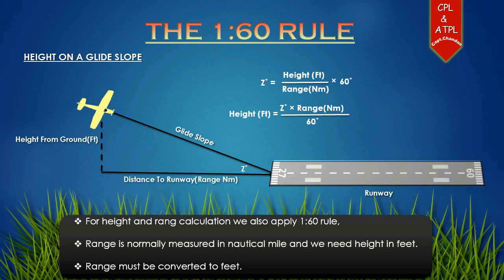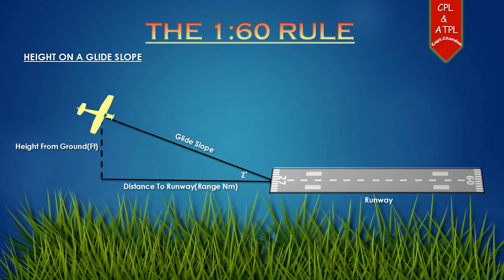Range is normally measured in nautical miles and we need height in feet, so range must be converted to feet. While solving numericals, feet or nautical miles must be in the same unit. If you are looking for a height, then range must be in feet. But if you are looking for a range, then height must be in nautical miles.